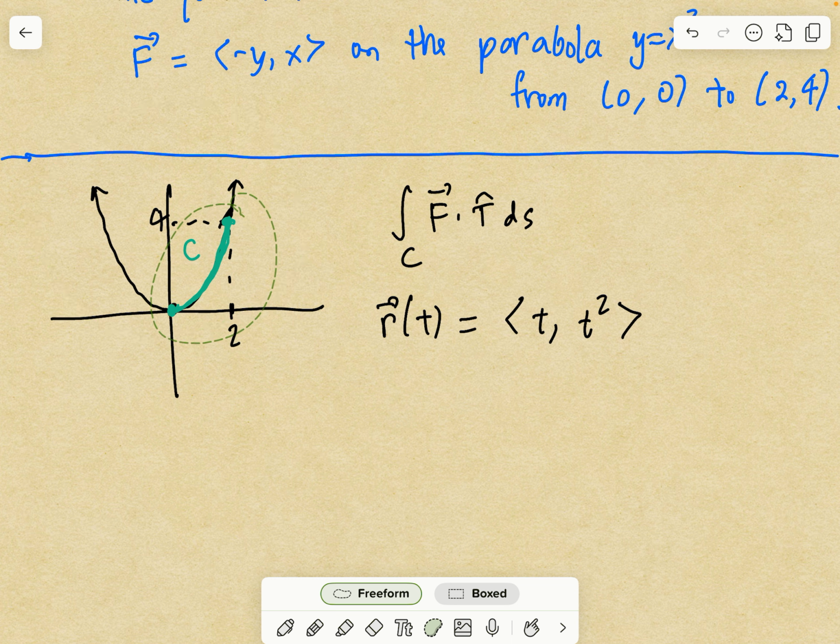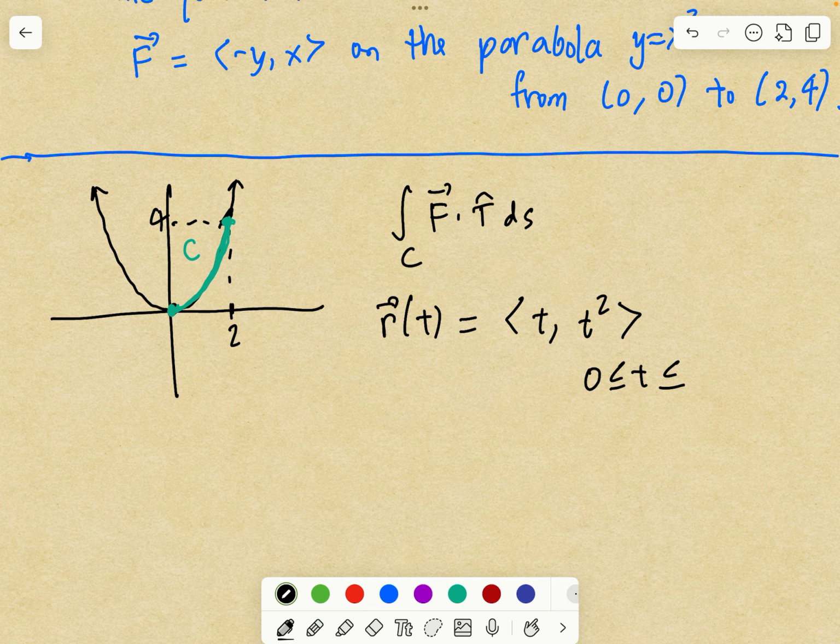Now you don't want the entire parabola, you just want this piece of the parabola. So you have to think about where you want to make your t start and where you want to make it end so that you only get this piece of the parabola and not the entire parabola. Well, what t will make you start at 0, 0? What t, when you plug in t, will give you 0, 0 into this? 0, right? So your t should start at 0, and then where should it end? You want the point 2 comma 4, and that's when t is 2.